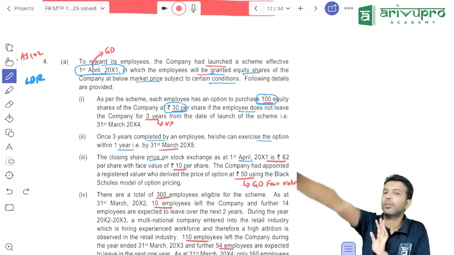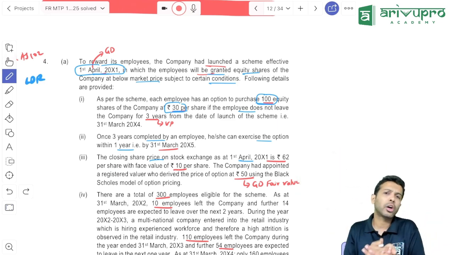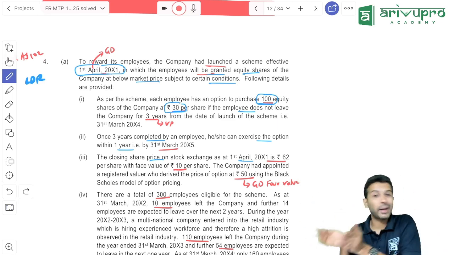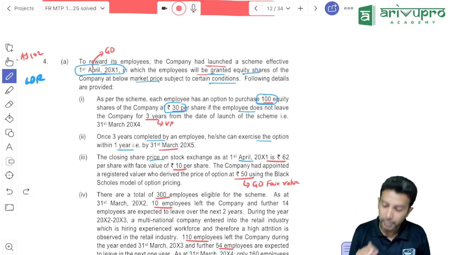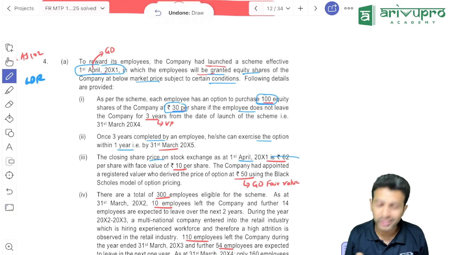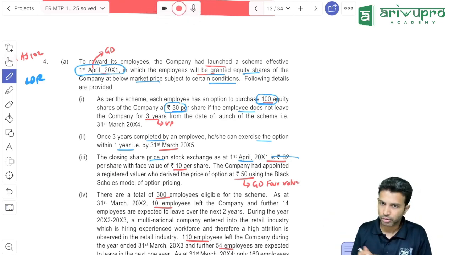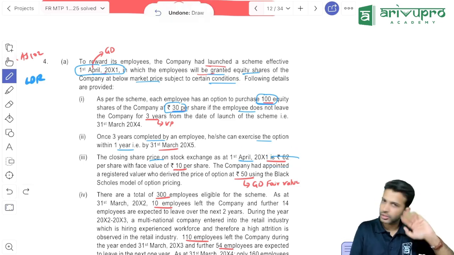In the majority of problems, the fair value of the option will be directly given. The fair value of the option as per Ind AS 102, we will find out using an options pricing model or the Black-Scholes model. Both are not in our syllabus; it's an AFM topic, and they used to give that. But here what they've given is a share price. We don't want this. Share price is not relevant to us. Shares are not issued at 62.